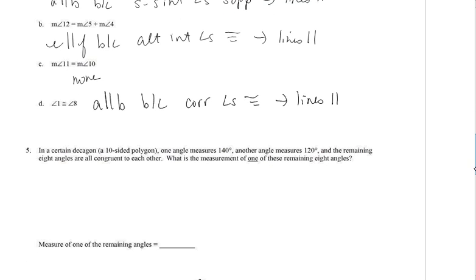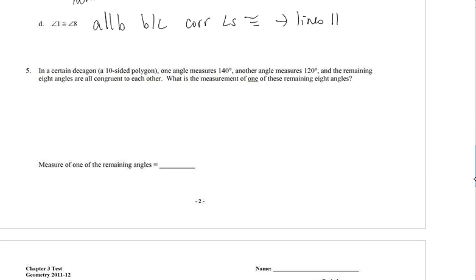All right, we can move on to number 5 here. In a certain decagon, which is a 10-sided polygon, one angle measures 140, another angle measures 120, and the remaining 8 angles are all congruent to one another. What is the measurement of one of these remaining angles?